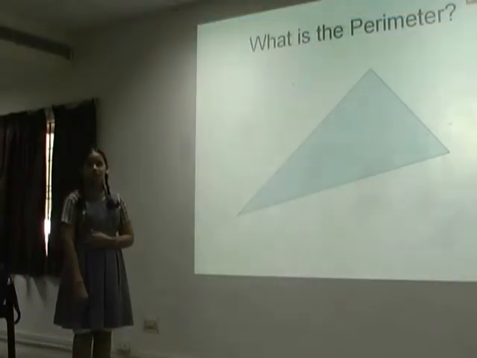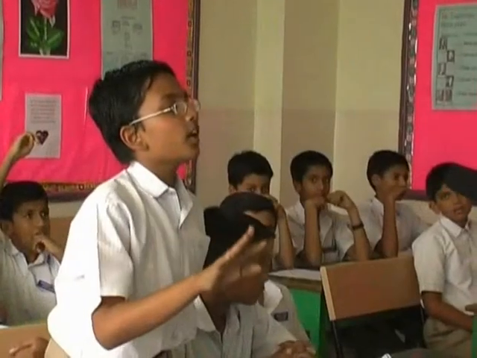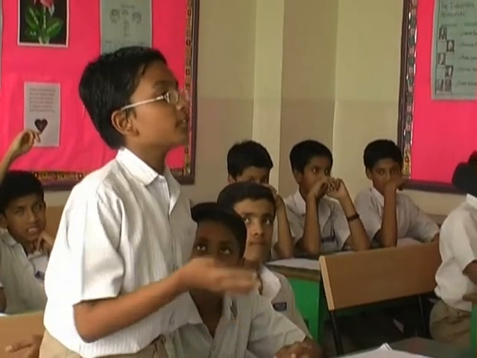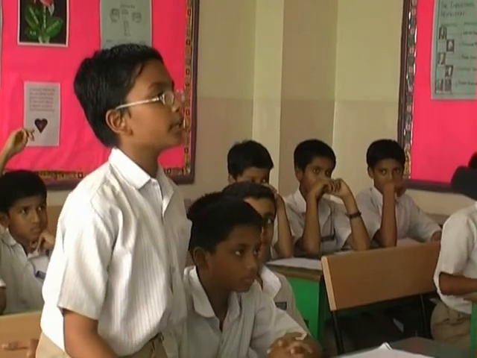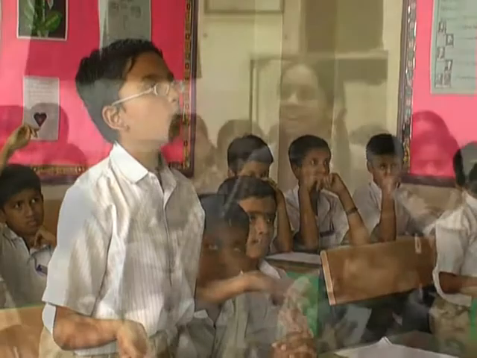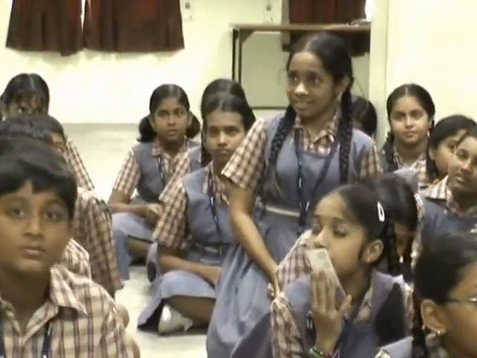Area of the figure. It's the area of the figure. Any figure? When a shape is given, when we add all the sides, we get the perimeter of that, that is the area, or the amount. How much? The area which is outside the rectangle.